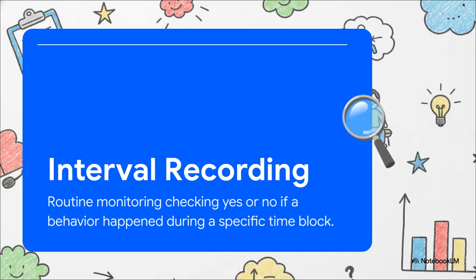And that builds perfectly into our next tool, interval recording. Think of this as your routine daily monitoring. Instead of making yourself crazy counting every single instance, you break your day into blocks of time, say 30-minute intervals, and you simply check a binary yes or no. Usually you document this as a 1 or a 0. A 1 means, yep, the behavior happened at least once during that time block. A 0 means it didn't occur at all. It's an incredibly efficient way to handle general daily tracking without losing your mind.